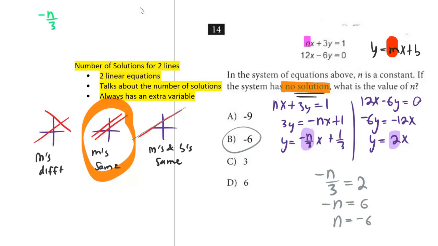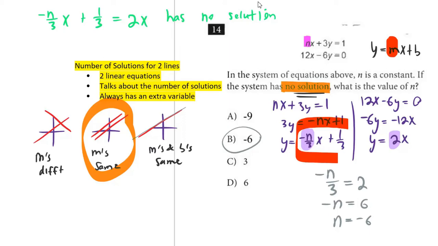Negative n over 3x plus 1 over 3 equals 2x, and it'll say that has no solution. So now, just backtracking a little, when we get to equations and we get them in the y equals format, like this and like this, if we set those equal, we're basically looking for the intersection of the two functions. Here we didn't do that because we knew that they were never going to intersect.